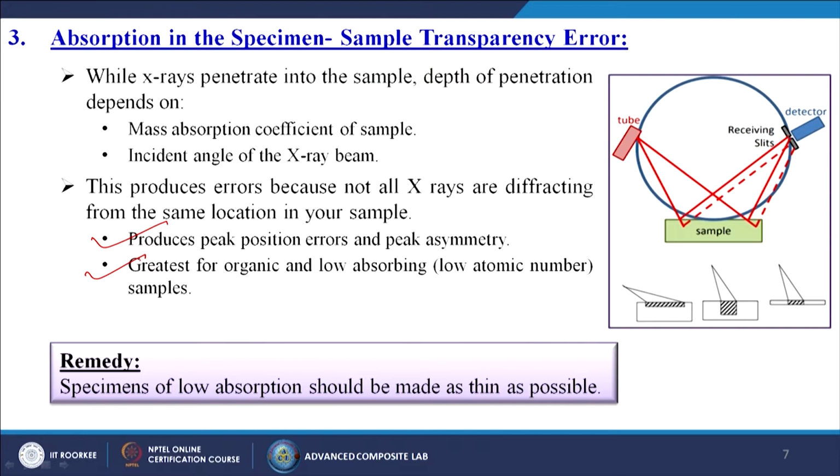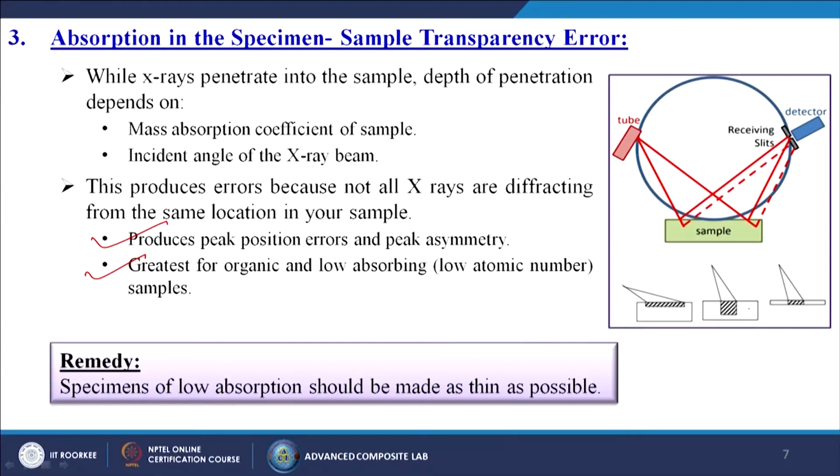So, in this particular case, when the incident beam is put onto the sample from a lower angle, the covering area is more, but when the incident beam angle is too high, then automatically the covering area is low, but penetration is more. So, what is the remedy? Specimens of low absorption should be made as thin as possible.